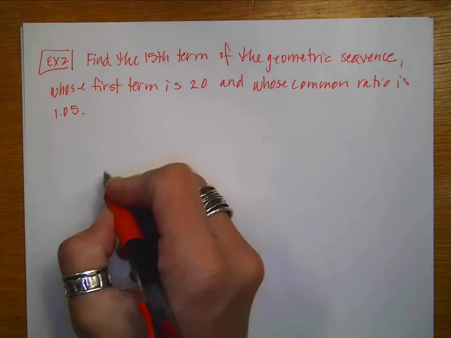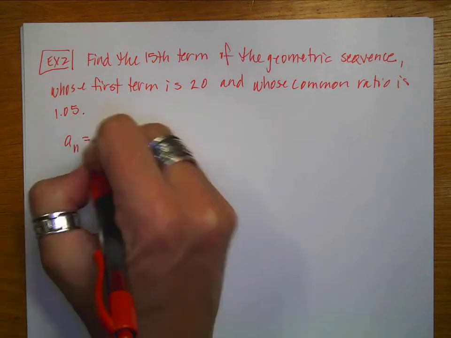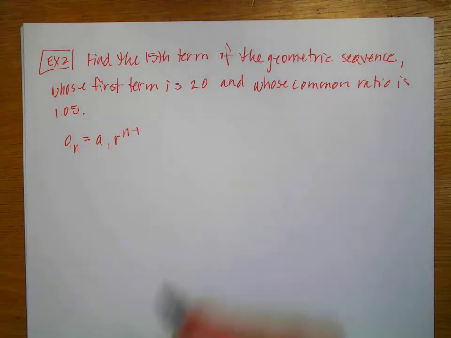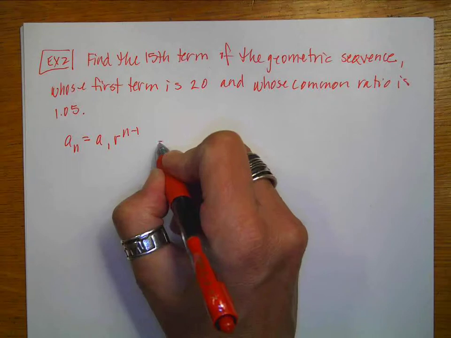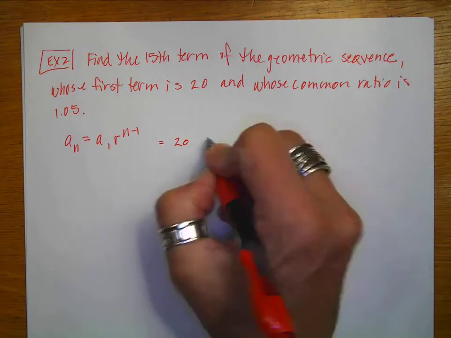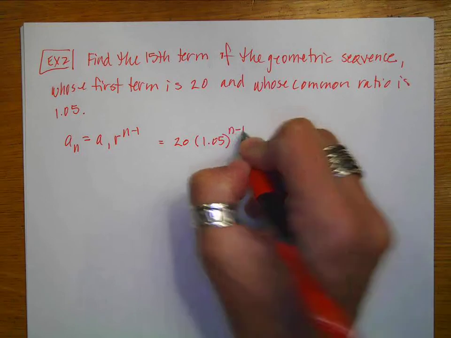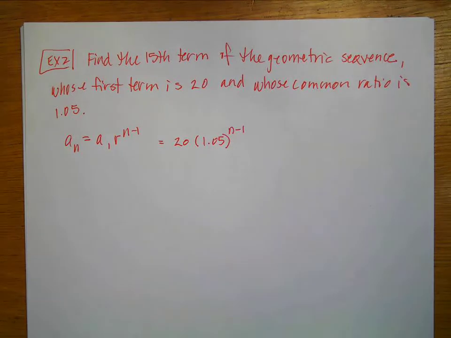So on almost all sequence problems, the first thing that you need to do is write the rule, because that's going to help us find what we need. So I'm going to do a sub n is equal to, remember it is r raised to the n minus 1. I know my first term, and it tells me that my first term is 20. It tells me that r is 1.05, and I'm going to raise that to the n minus 1.